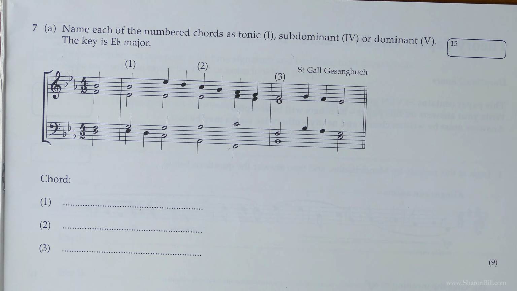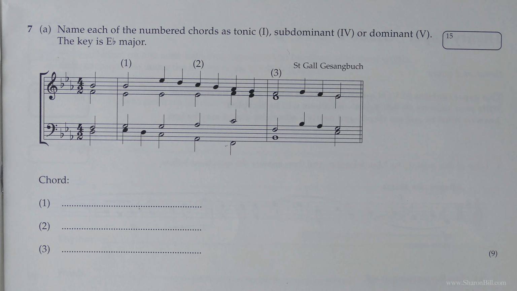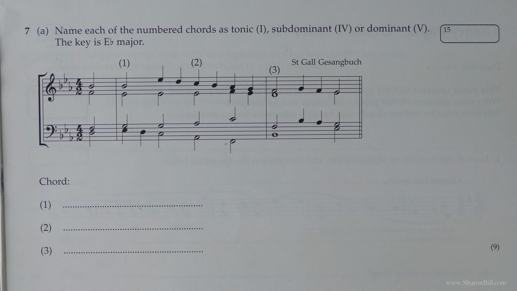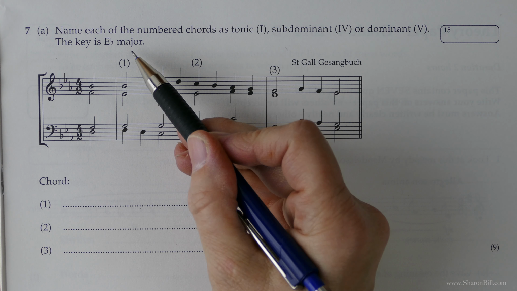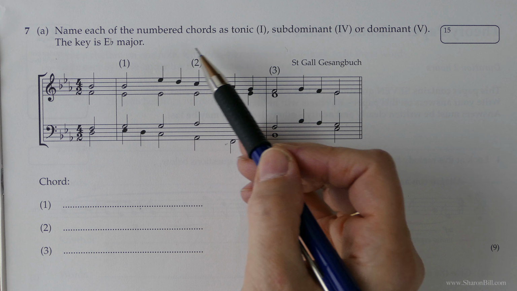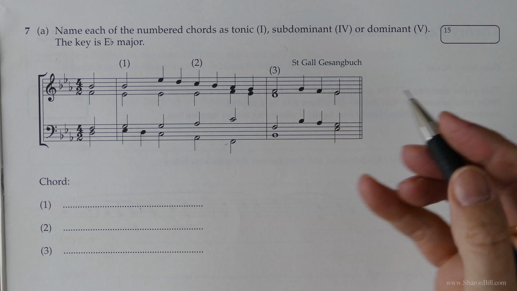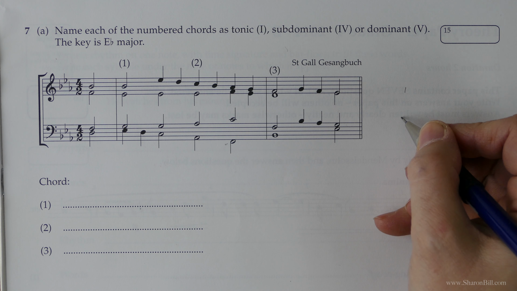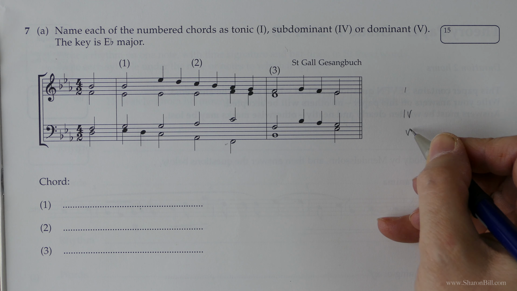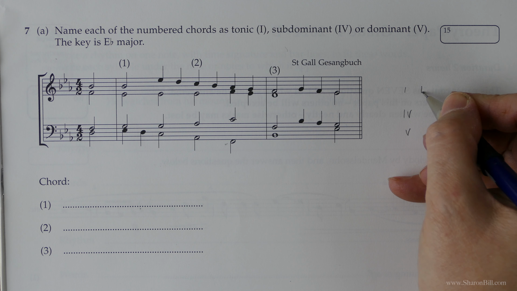So let's move on to the last question. So question 7, this is always my favourite, where we're starting to look at the chords. So we are in E flat major, and we're going to have to name these chords as 1, 4 and 5. And so let's just see what we're looking for. 1, 4 and 5. So chord 1 is based on E flat.